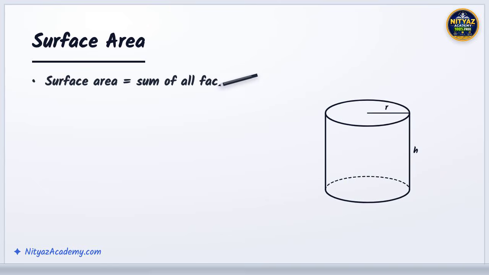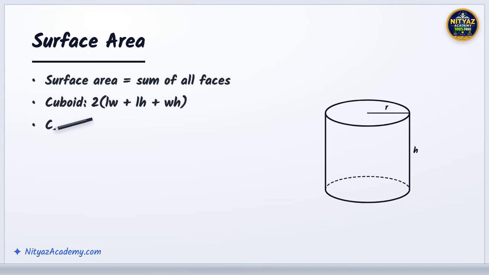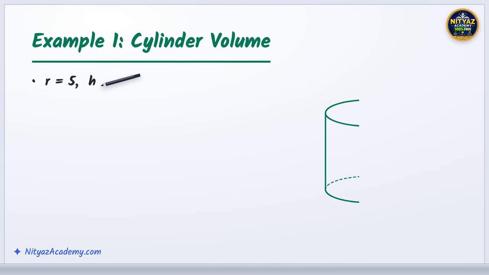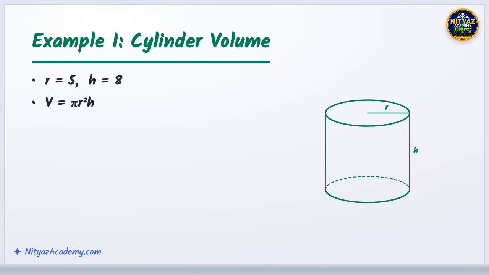Surface area is the total area of every outside face. Imagine unwrapping the solid flat. A cuboid has 6 rectangles, giving 2 times the sum of length-width, length-height, and width-height. A cylinder has 2 circular ends, plus the curved side, which unrolls into a rectangle. 2 pi r squared plus 2 pi r h. Always add every surface. Find the volume of a cylinder with radius 5 and height 8.